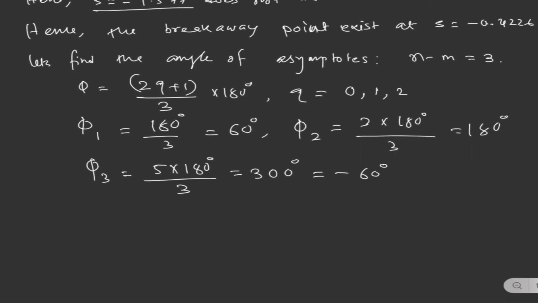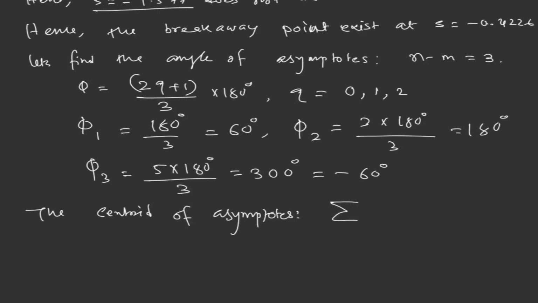And the centroid of asymptotes, we can find as the summation of real values of poles minus the summation of real values of zeros, divided by n minus m. So which is minus 0 minus 1 minus 2 divided by 3, but there are no zeros, so only poles are there. So minus 3 divided by 3, which is minus 1.